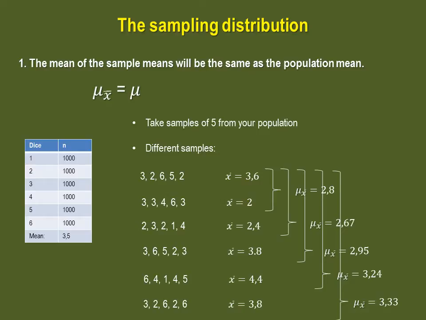Eventually, the majority of your samples will have a mean around 3.5. You'll also have samples with low means and very high means, but most of them will have a mean that is around the population mean. So if you do this enough times, your mean of means will actually be the mean of the population. To do a full demonstration would be too long to do here, but feel free to try this at home.